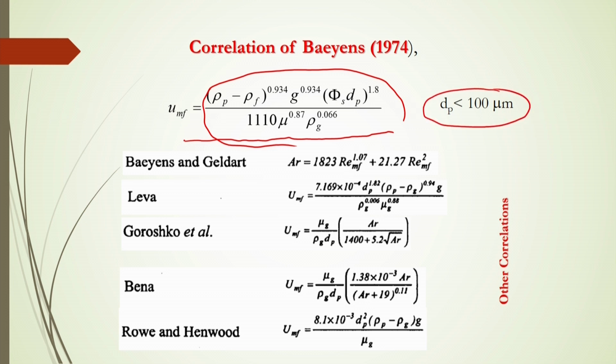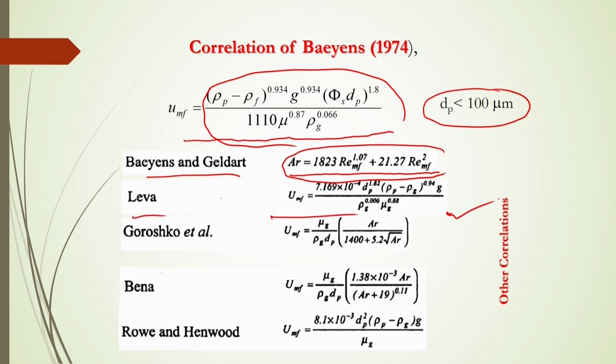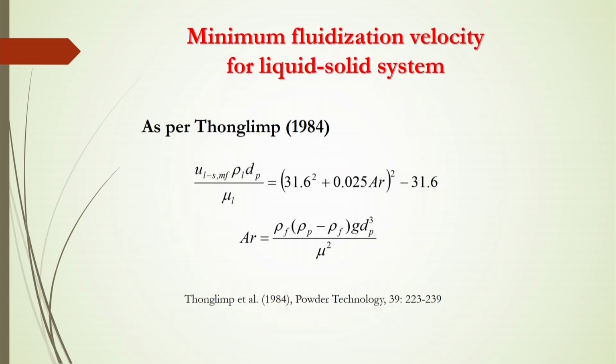Other correlations are given by Baeyens and Geldart, and even Ergun, in terms of the Archimedes number along with the quadratic equation of the Reynolds number. Leva et al. have given these correlations, and even Goroshko et al. have proposed this equation. There are several other correlations given by different investigators for calculating the minimum fluidization velocity, and those correlations have been developed based on experimental data.